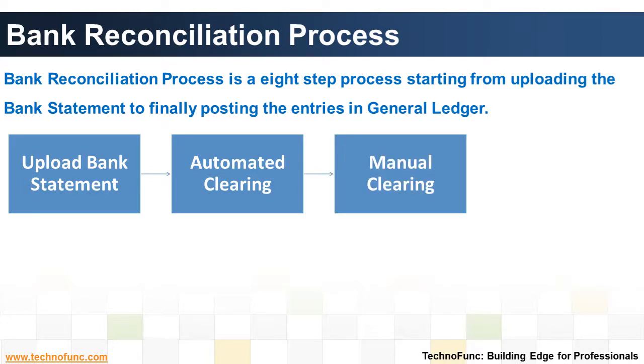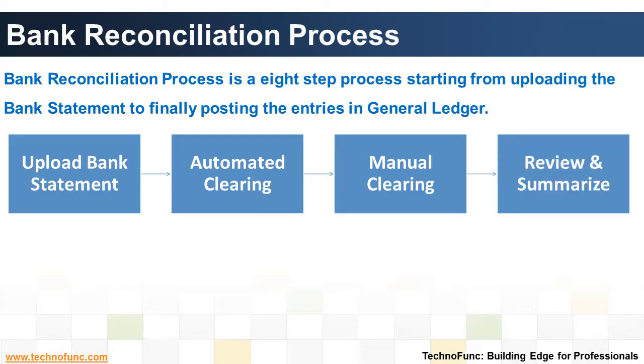Step 3 is the manual clearing. You use the manual reconciliation method to reconcile any bank statement details that could not be reconciled automatically. Step 4 is to review and summarize. Once the reconciliation process is complete, a review of reconciliation results must be carried out. Generate various reports to support this process of review.